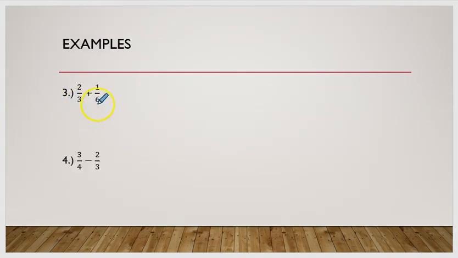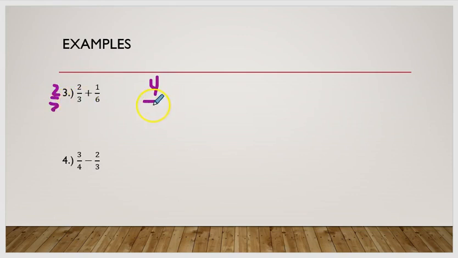Okay, the first example I have here, both of these denominators can go into the number 6. So I'm going to multiply the fraction on the left by 2 over 2. So I'm just going to write the 2 off to the side to indicate what I'm multiplying by. So 2 times 2 is going to equal 4.